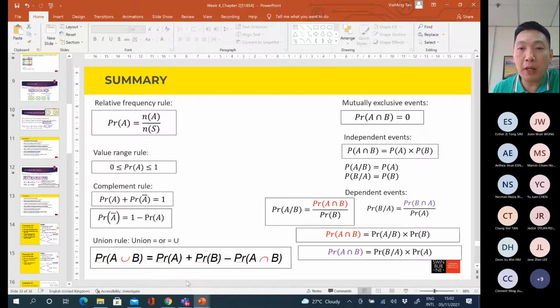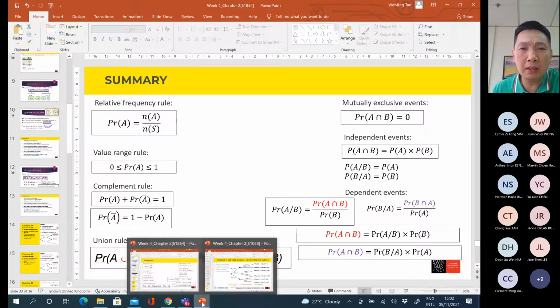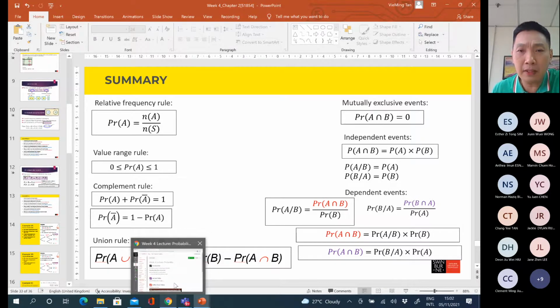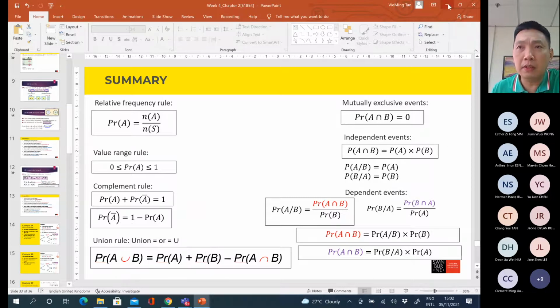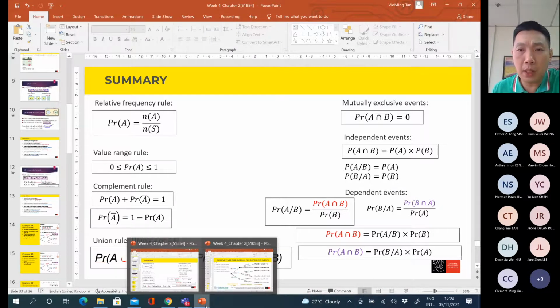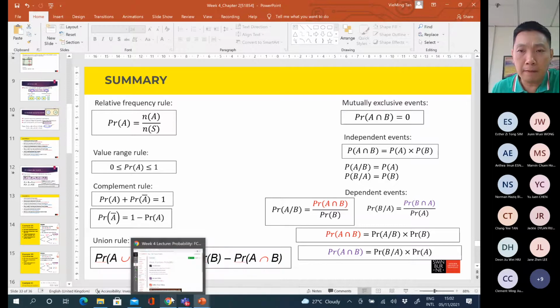So be careful for group and ungroup data. The formula for calculating the measurement can be slightly different. Formula can be slightly different. So I try to open the chapter 1 summary. Okay.